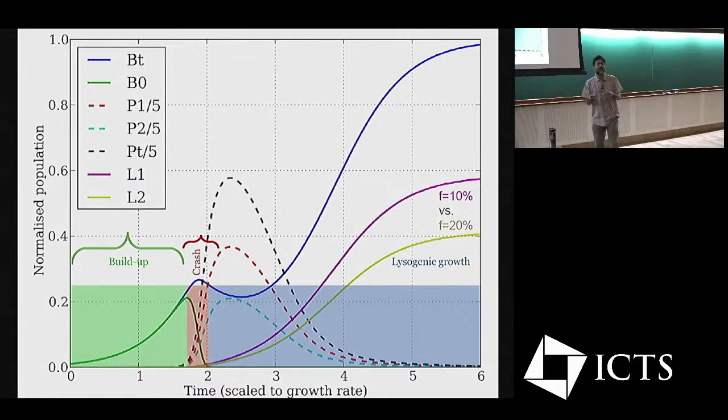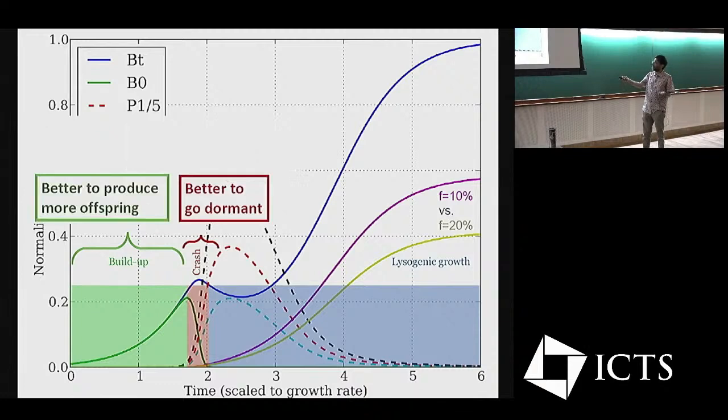So there are two pulls in opposite directions. In this region, you would like to go lytic a lot and build up your numbers. And in this period of time, you'd like to crash, right? And when it's crashing, you'd like to go lysogenic. Okay, I'll try and wrap up fairly quickly. So the fact that there are two things pulling in opposite directions is not so surprising.